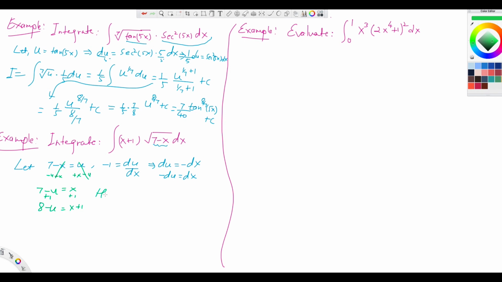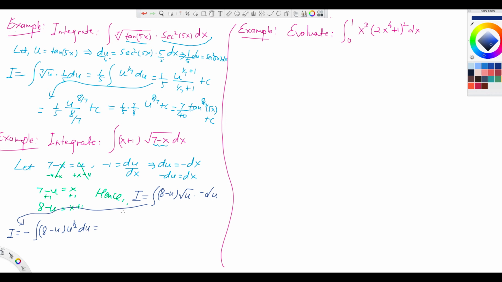Hence, what you can write is, let me write that. So let's write down I. Let me take this whole thing denoted by I equals, this is 8 minus u. You see that? And then root u is still there, and then times -du. Let me pull that negative outside. So I equals negative, and then 8 minus u and u to the 1/2. You see that? And then du.